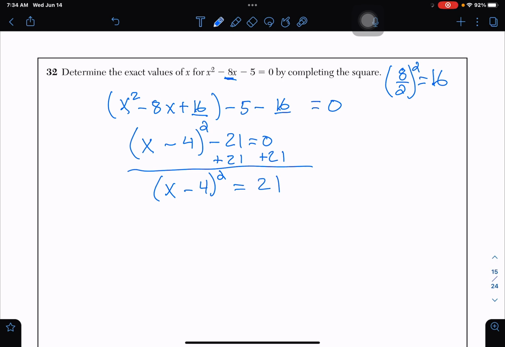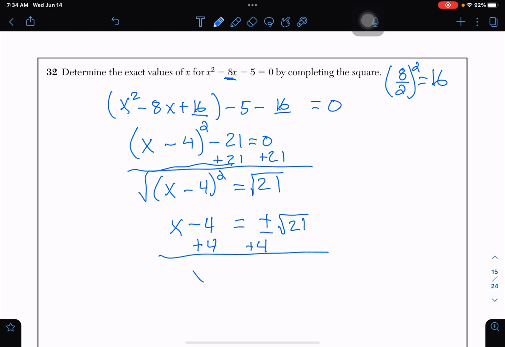All right, and now we can take the square root of both sides. So now I have x minus 4. When we take the square root, we have a plus and negative root, square root of 21. All right, then we're going to add 4 to both sides. And we get x is equal to 4 plus or minus square root of 21. And the factors of 21 are 3 and 7, so you can't simplify that. So that's our answer.